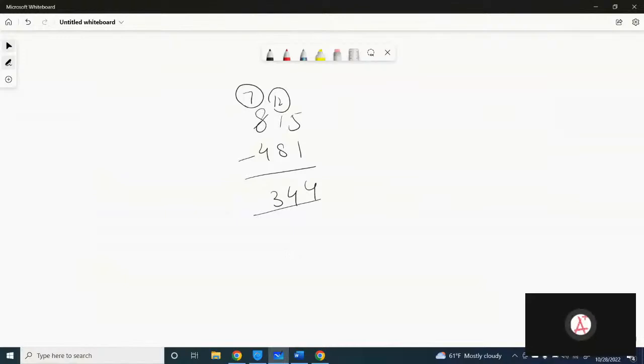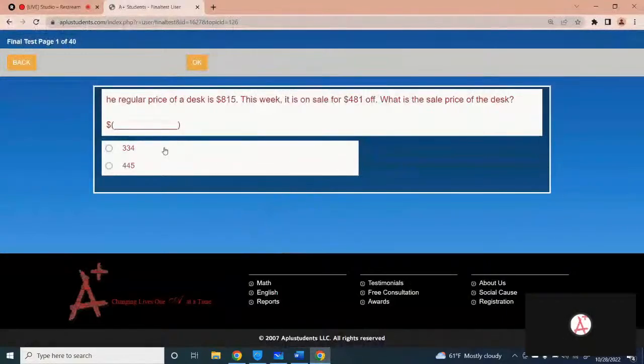Okay, the correct option is 334. Just select the correct option and then click on the OK button.